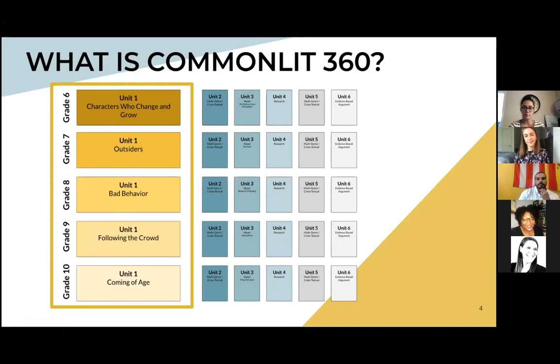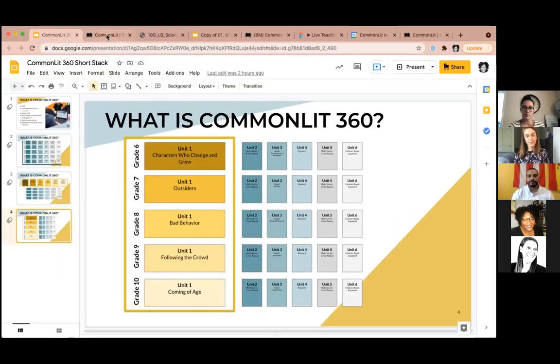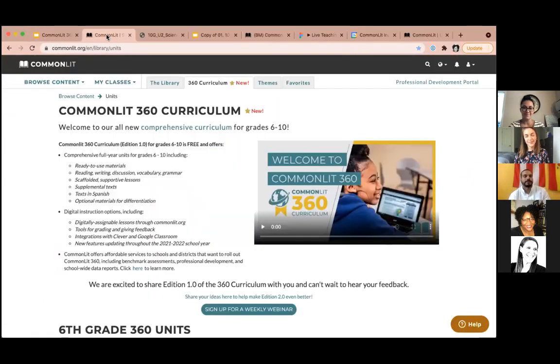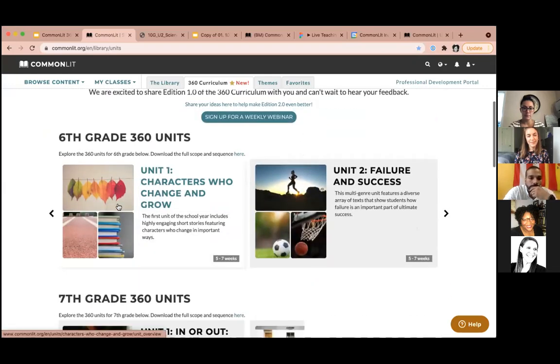Now I'm going to escape out of this deck because it's time to go to the platform. Like, we want to see CommonLit 360. What does the curriculum look like? So here is CommonLit 360 on our platform. And I'm going to just take a minute to walk you through the units. So what could you expect in each of our unit 1s, our unit 2s, our unit 3s, before we take a deep dive into one unit in particular?